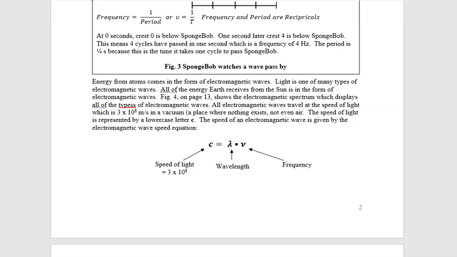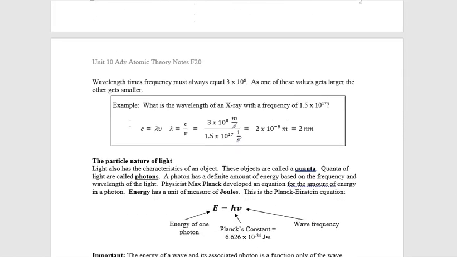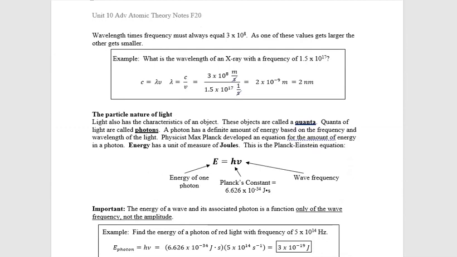So what does that mean? It means if your wavelength goes down, gets smaller, then your frequency has to get larger. They have to be inversely related because they always have to multiply to 3 times 10 to the 8th. If your frequency gets lower, then your wavelength has to get longer. So those two, lambda and nu, always have to multiply to be 3 times 10 to the 8. So wavelength times frequency must always equal 3 times 10 to the 8. As one of these values gets larger, the other gets smaller.